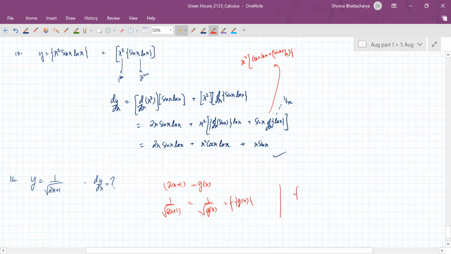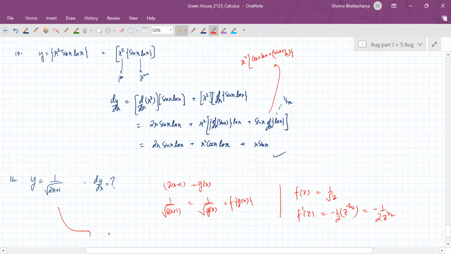So f is the function, like let's say f(z) is 1 by root z. So the derivative of this is how much? Minus 1 by 2 z to the power minus 3 by 2, or minus 1 by 2 z to the power 3 by 2 in the denominator. Okay.